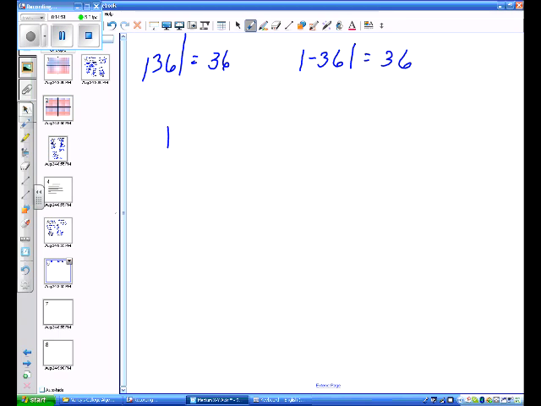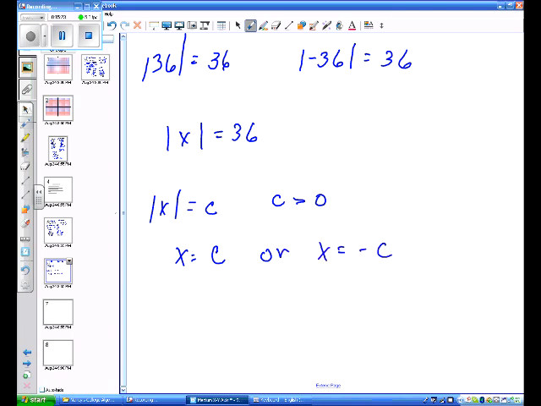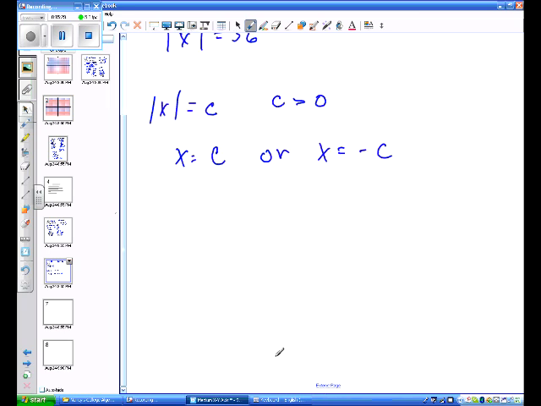So if I ask you, well, the absolute value of what number is 36, you would have to give me both answers, because you don't know if it was a positive 36 or a negative 36. So you end up giving both answers. So what we say is that the absolute value of x equals c, where c is greater than 0, c is a positive number, then x equals c, or x equals the opposite of c. So whenever we solve absolute value equations, we have to set up two equations.